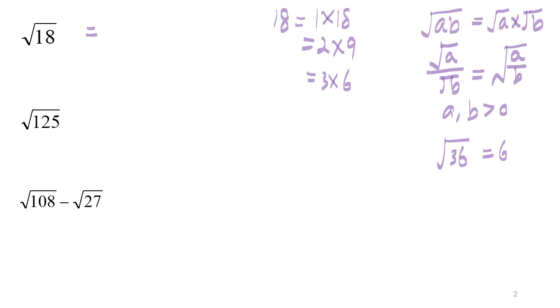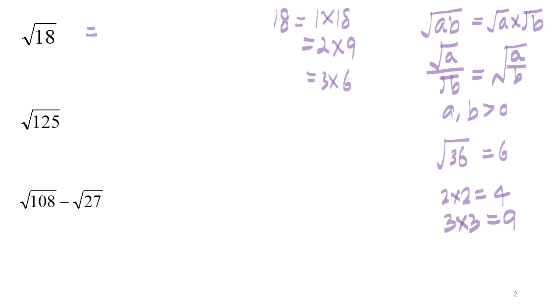So basically, a perfect square is a number multiplied by itself. For example, 2 times 2 gives you 4, so 4 is a perfect square, so that when you square root 4, you get 2. Like 3 times 3 gives you 9, and 9 is a perfect square, because when you square root 9, you get 3.